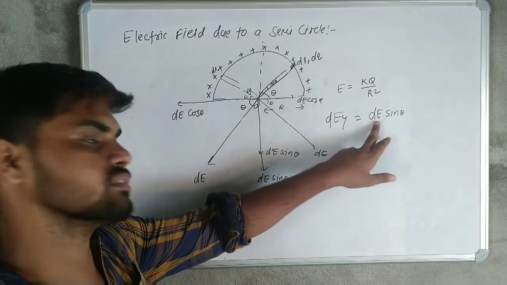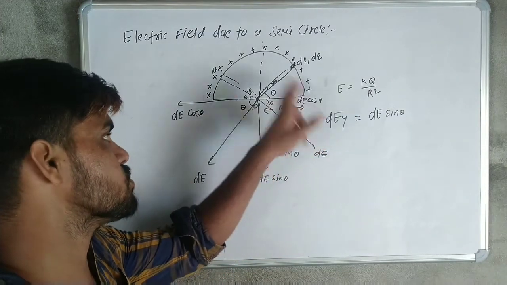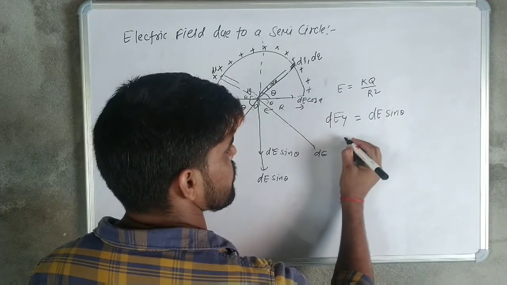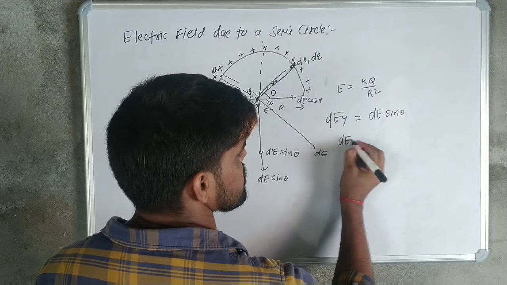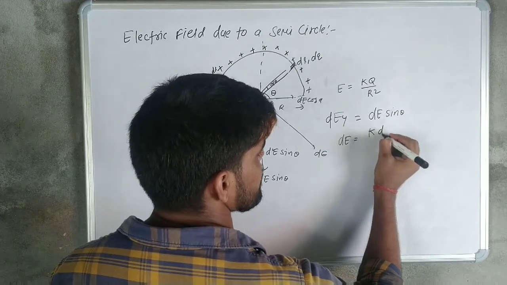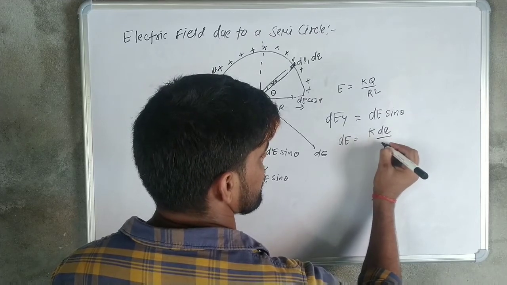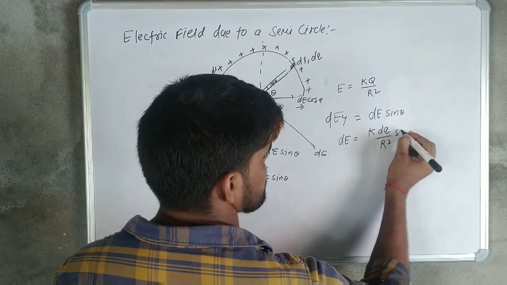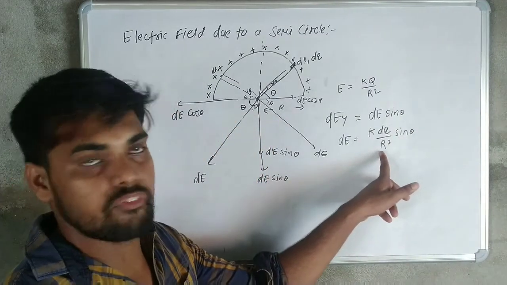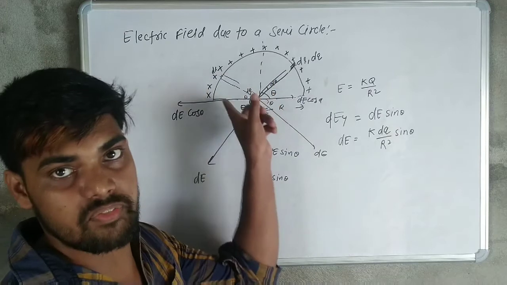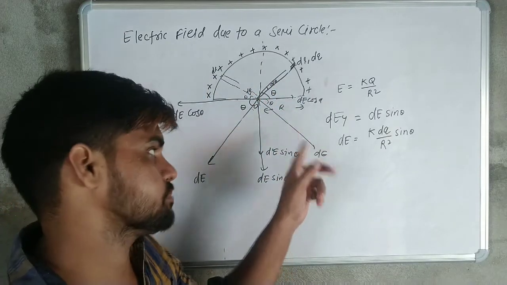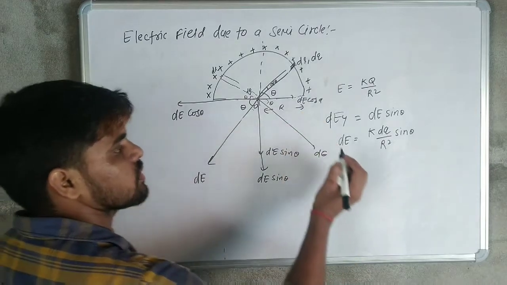Now we integrate from 0 to 180. We can write dE equal to K into dq upon R square into sin theta. Here R is not variable, because this is the radius of the circle and the radius is not variable.